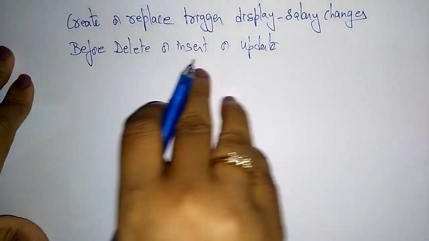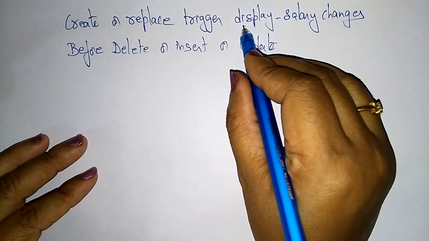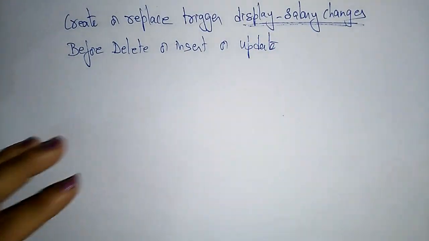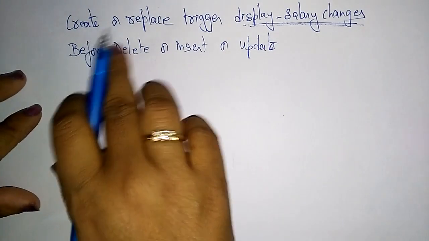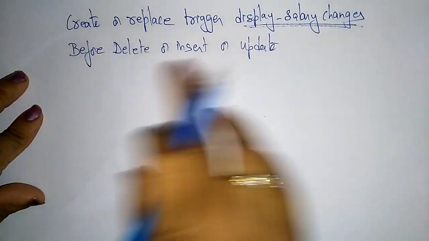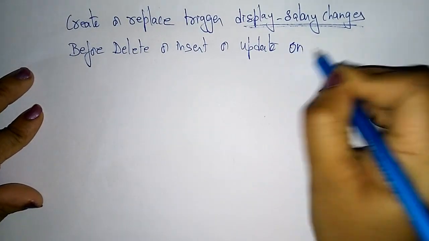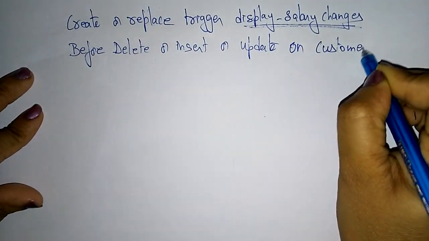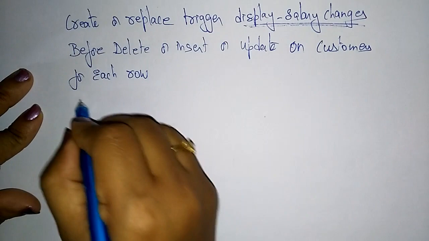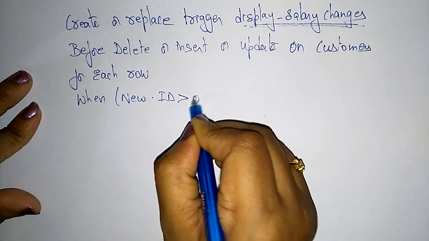Means before you are deleting or inserting or updating the values on the table, you have to find out what is the salary difference between the old and the new. That is our main aim. So you have to write create or replace trigger name display salary changes before deleting or inserting or updating on customer table, on customers. For each row you have to work on each row when the condition is new dot id is greater than 0.